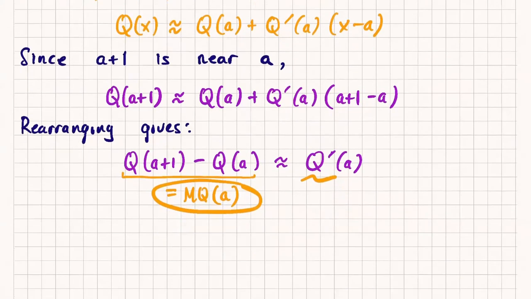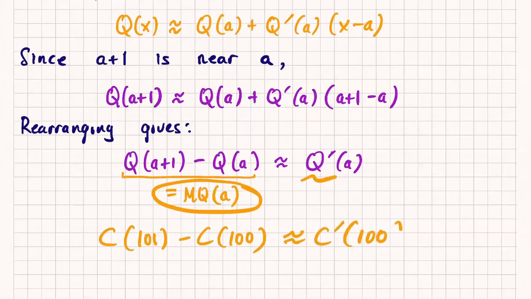So if I want to know what is the cost of 101 units minus the cost of 100 units, what is the cost of that one extra unit if I'm already doing 100? That is approximately equal to the derivative of cost at 100. That is what this approximation says.